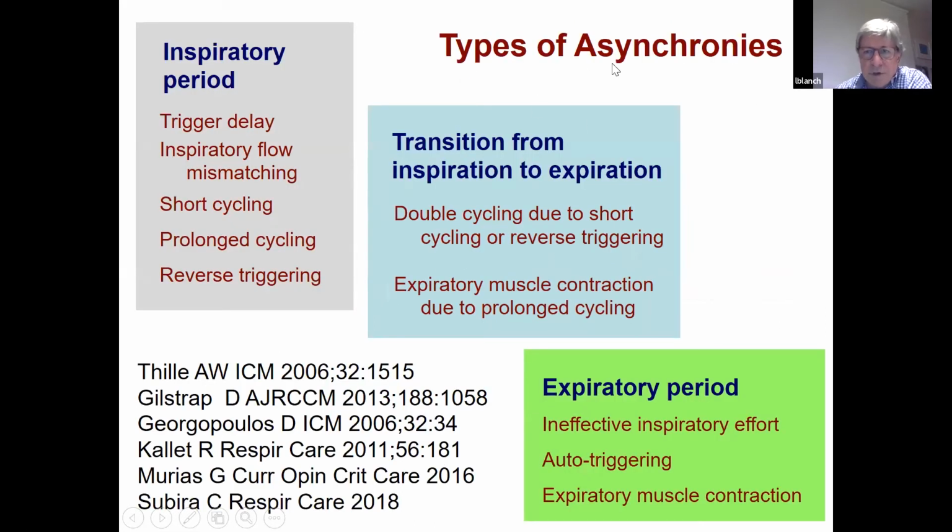When we look at the types of asynchronies that the patient can present, we need to look at three periods. First, the inspiratory period, because we can see whether there is trigger delay and how the inspiratory period is performing. Then the transition from inspiration to expiration, because things may happen here, such as two breaths without expiration, or the patient wants to exhale and cannot. And then the expiratory period, mostly because of ineffective inspiratory effort, a wasted effort that cannot trigger the ventilator, together with auto-triggering, or use of expiratory muscle contraction, a much more common phenomenon than we believe in the ICU.